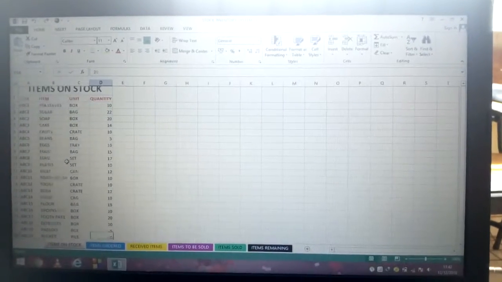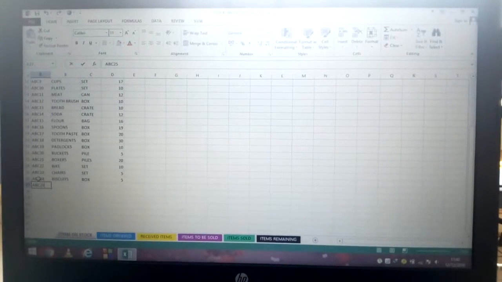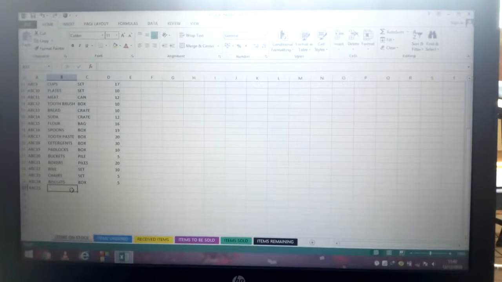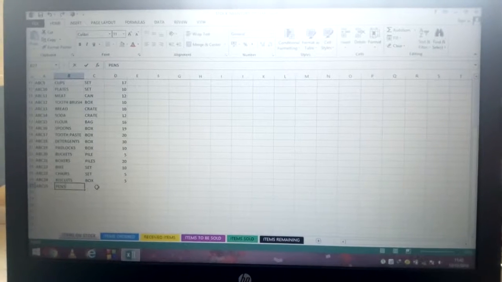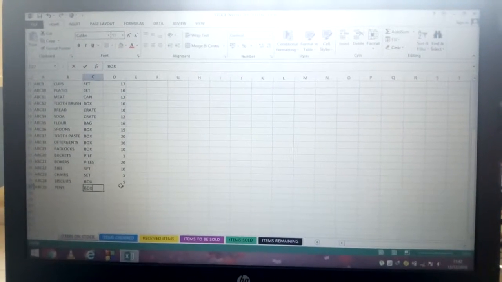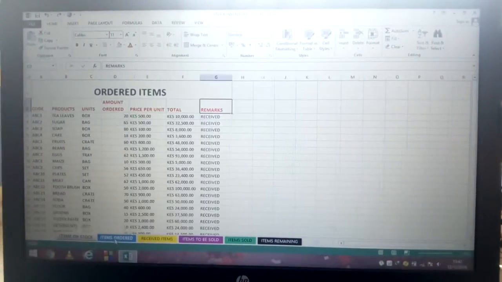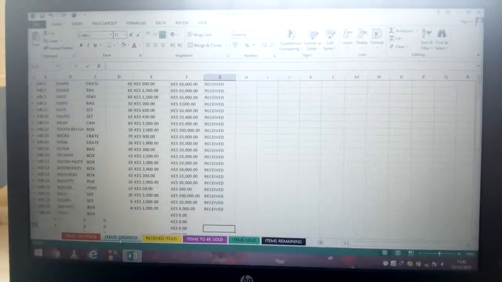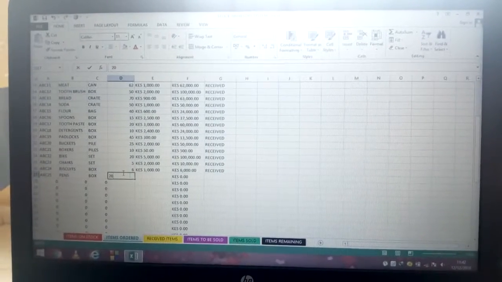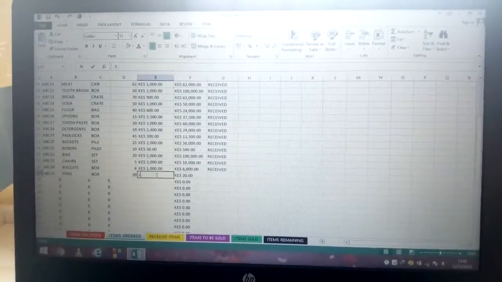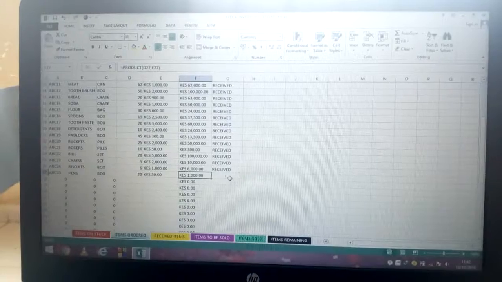For example, we have the code, which we are going to use as BBC 25. The item name, let's say pens, which comes in boxes. Let's say the amount present on stock is 10. Then we go to items ordered. Let's say we order another amount of pens, let's say we order 20 at a price of 50 Kenya shillings. So the total is going to be 1,000 Kenya shillings.